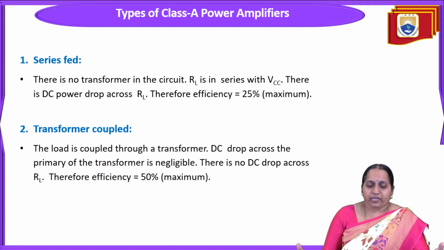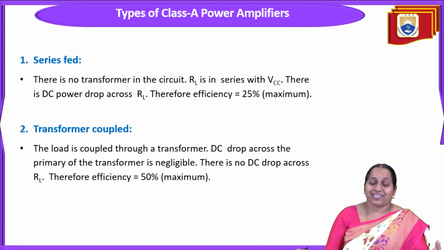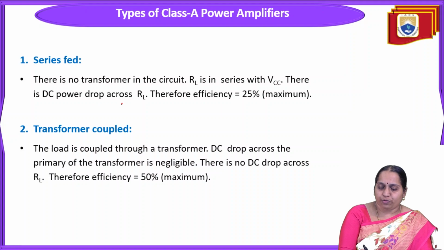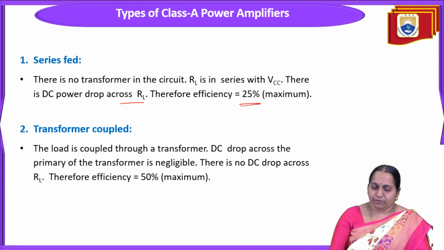So in series fed, there is no transformer in the circuit. That is, you are not going to use any transformer. RL is in series with VCC. That is, load resistor is connected in series with VCC. There is DC power drop across RL. So efficiency will be 25% maximum.